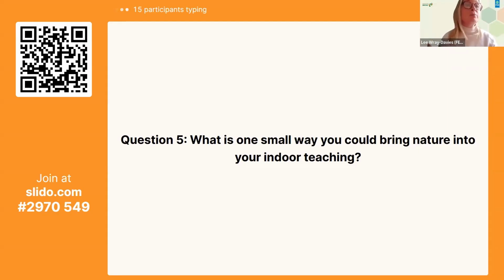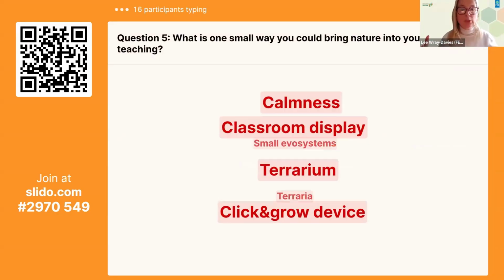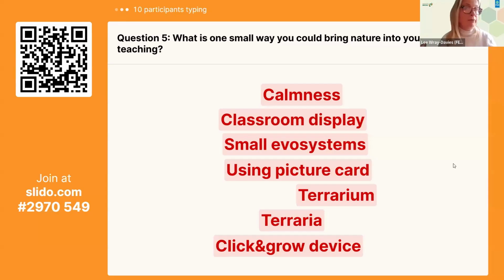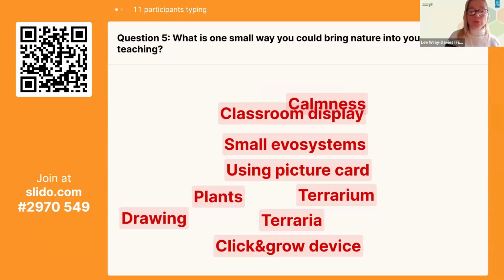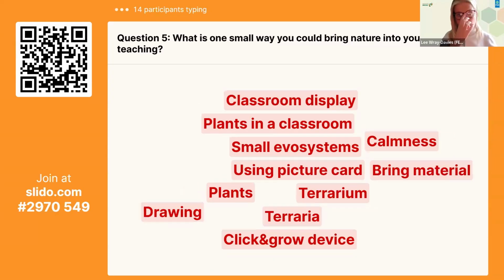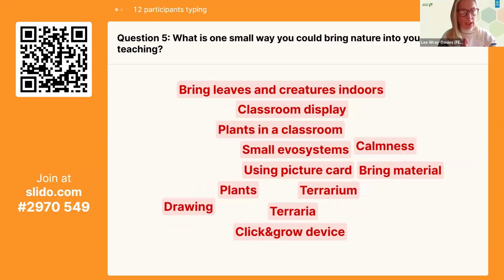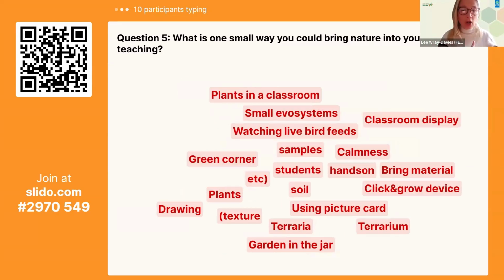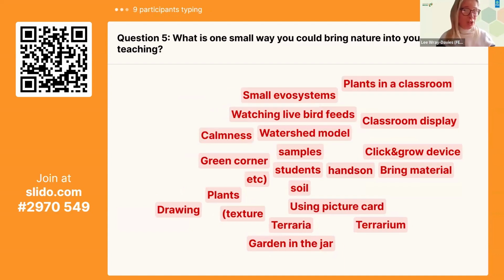Could it be you have some stick insects in your classroom? Could it be you occasionally do some time to have some mindfulness and looking out of the classroom windows? Excellent. Terrariums. There's so many amazing things you can do with terrariums and teaching them as just one enclosed ecosystem. Really, really interesting. Bring some materials in. Could have a nature corner. You could have a garden in a jar. Each of the students could make that and have a look at them.